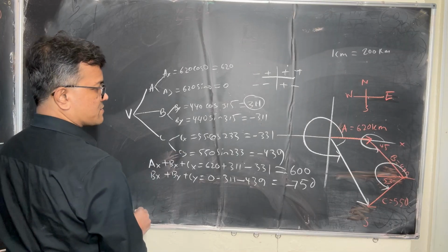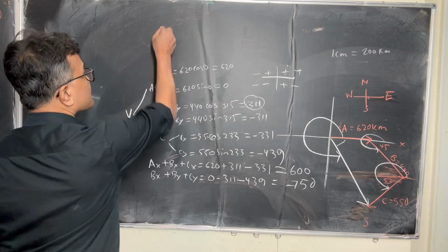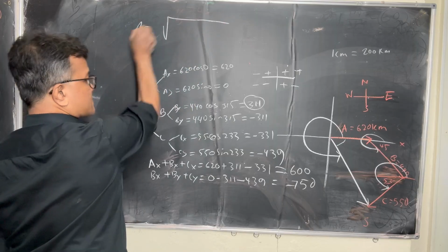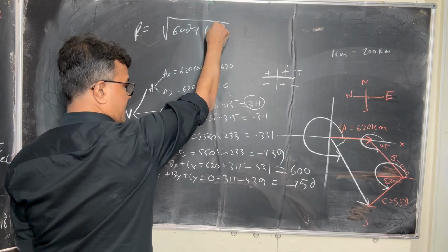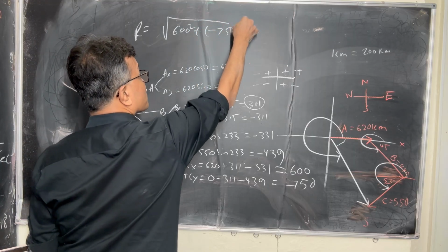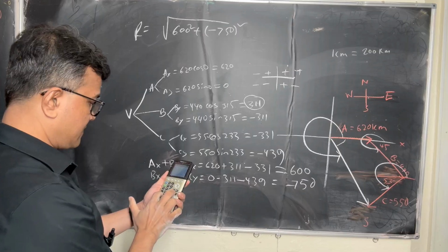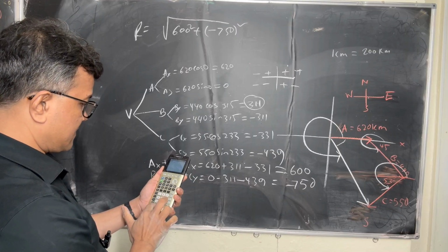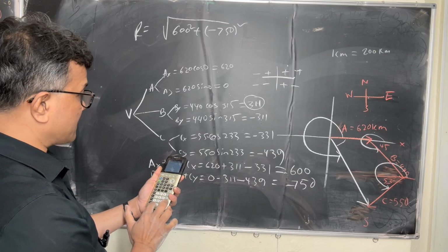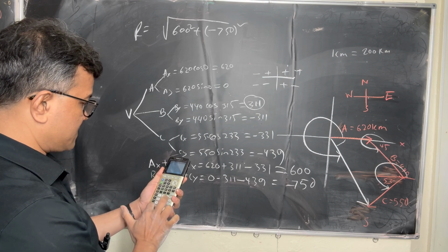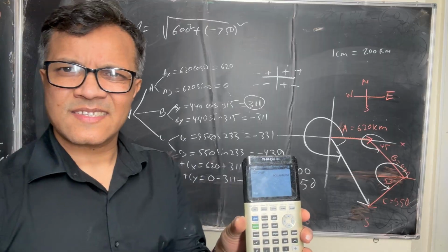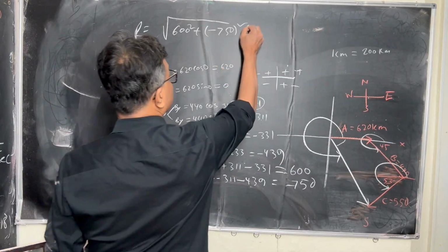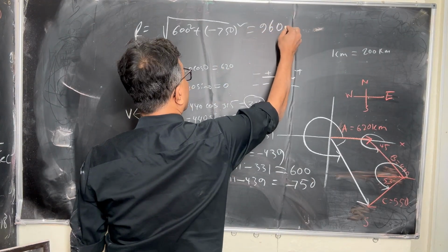Okay, so we have a right angle triangle now. So R is the square root of 600 squared plus negative 750 squared. We'll find out in a second. 600 squared plus 750 squared, and that is 960. Okay, 960 kilometer.